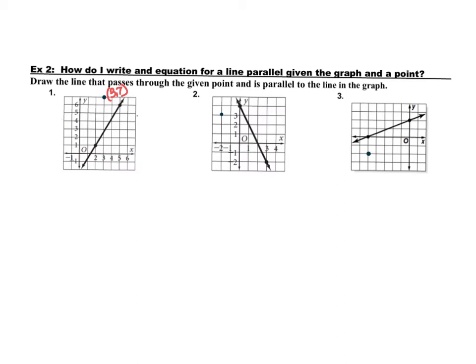Well, the line that's given, remember, we need to find two things to write an equation. We always need to find the slope and we need to find the y-intercept. So let's identify the slope as 1, 2, 3, 4, 5 over 1, 2, 3. So our slope of our given line is 5 all over 3. And notice it has a y-intercept of negative 2. So the equation for that line is y is equal to 5 all over 3x minus 2.